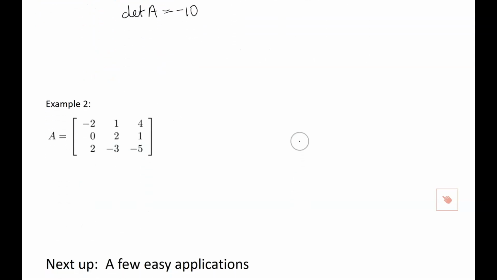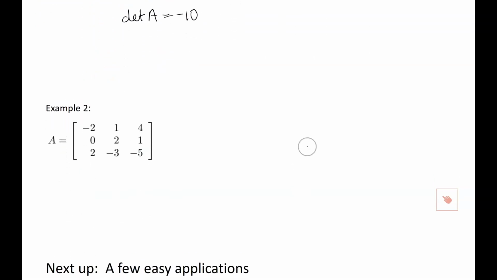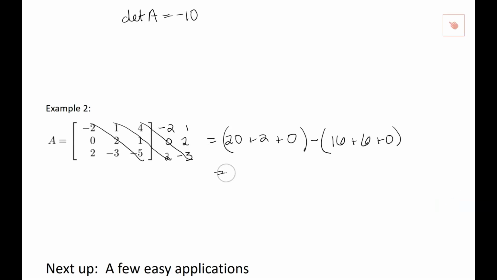Since we're here, let's do one more example. And then in the next video, we'll see a few easy applications. So to compute this, I'm going to, again, just copy down those first two columns. Minus 2 times minus 5 is 20. 1 times 1 times 2 is 2. 4 times 0 times negative 3 is 0. And if I add these up, it looks like I have 22 minus 22, so the determinant of this matrix is 0.